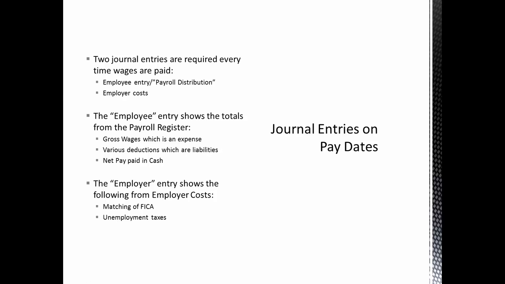Now, when we do payroll, we're going to have to do at least two journal entries. One is for the actual payroll distribution. That's the employee part, and that's going to come from the totals of the payroll register. The other one is the employer costs, which we've been talking about in class, the matching of the FICA and the unemployment taxes, FUTA and SUTA employer costs, and we're going to have a journal entry on those as well.